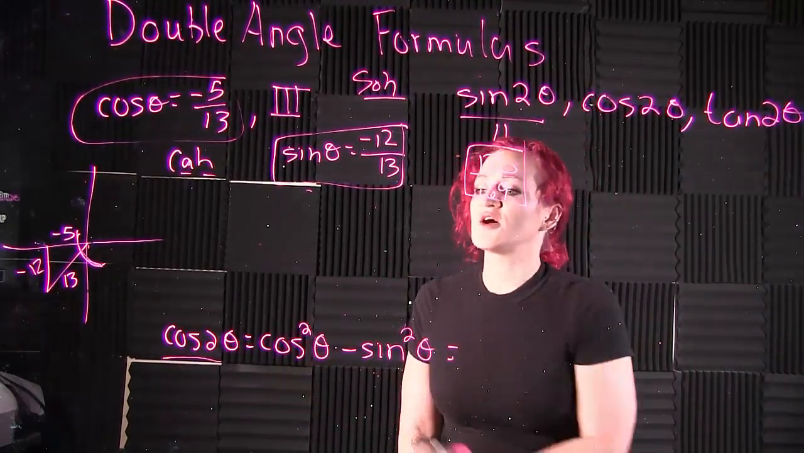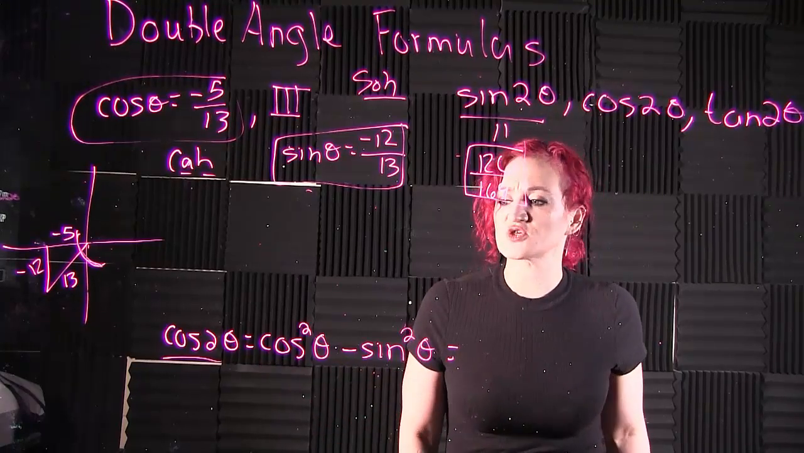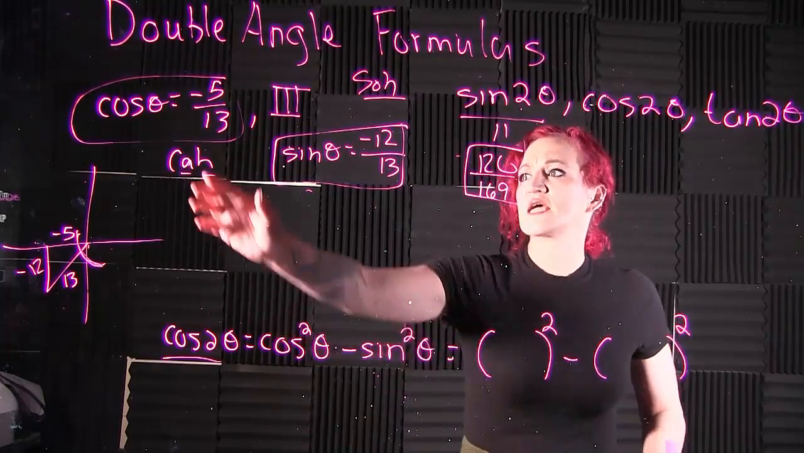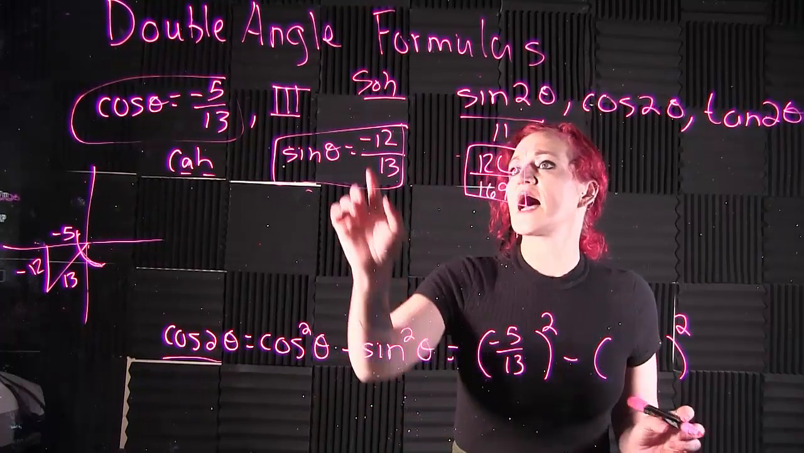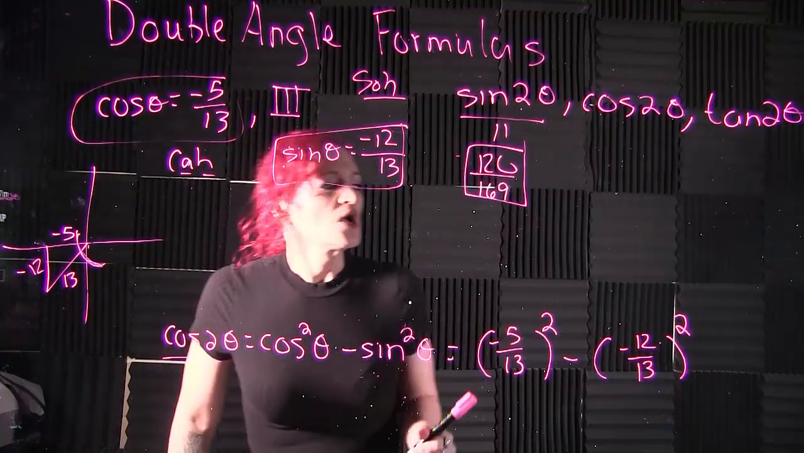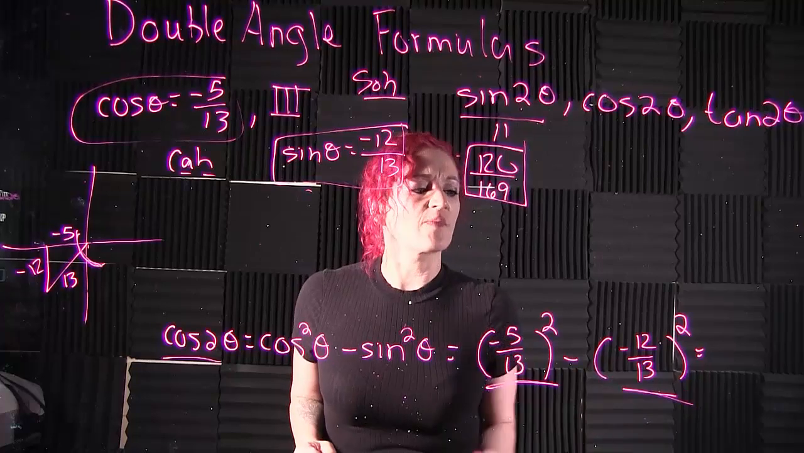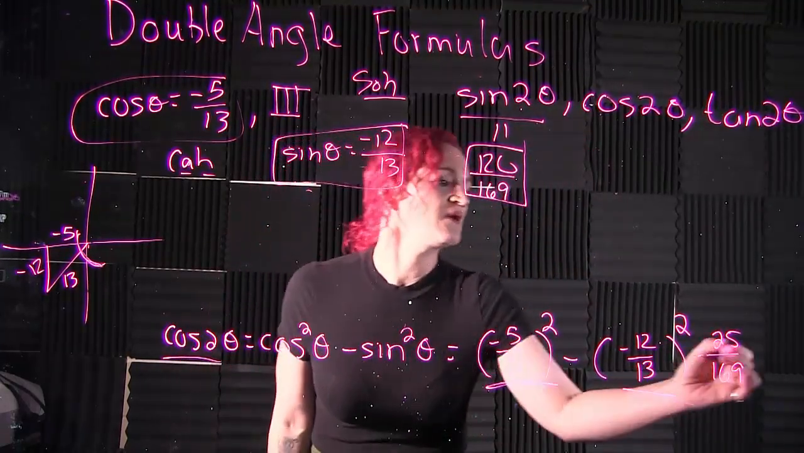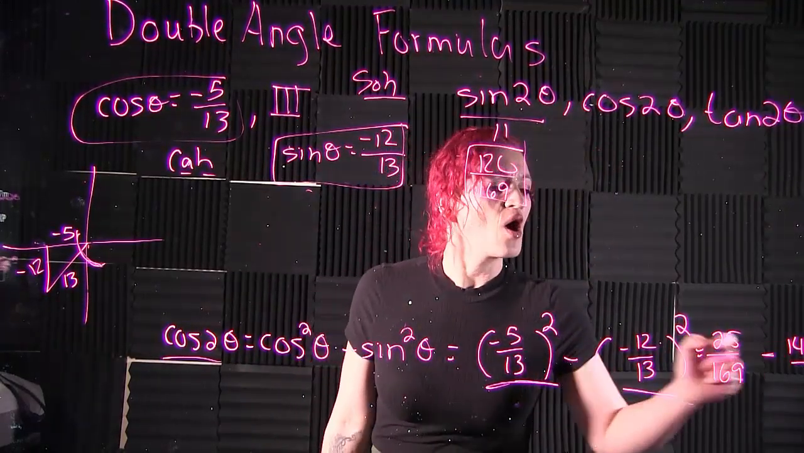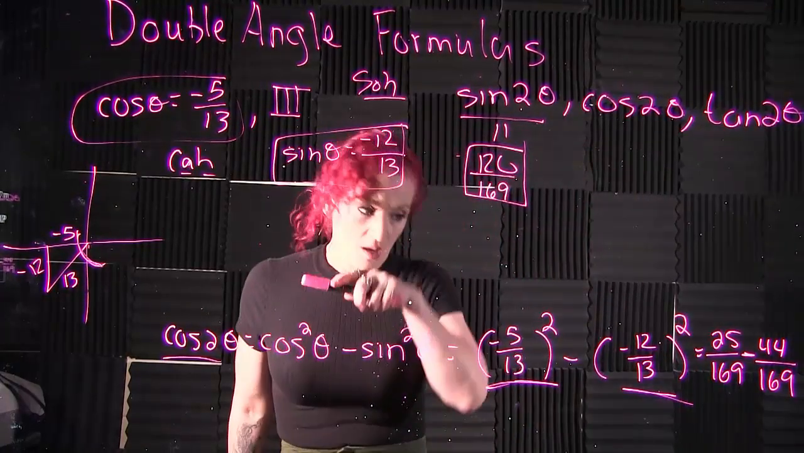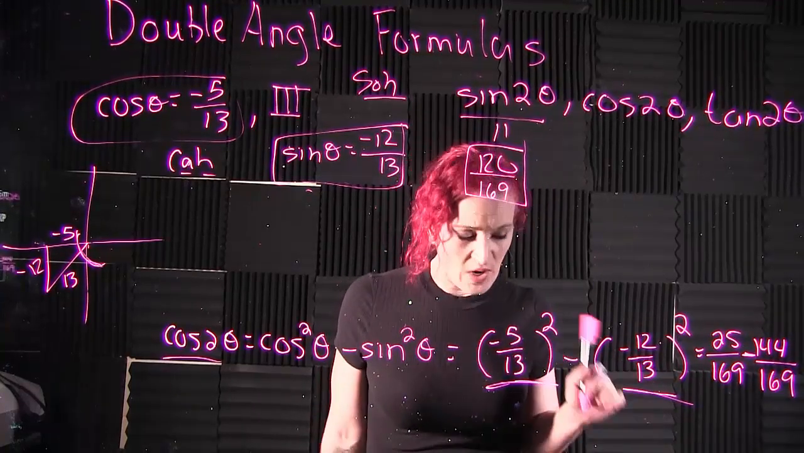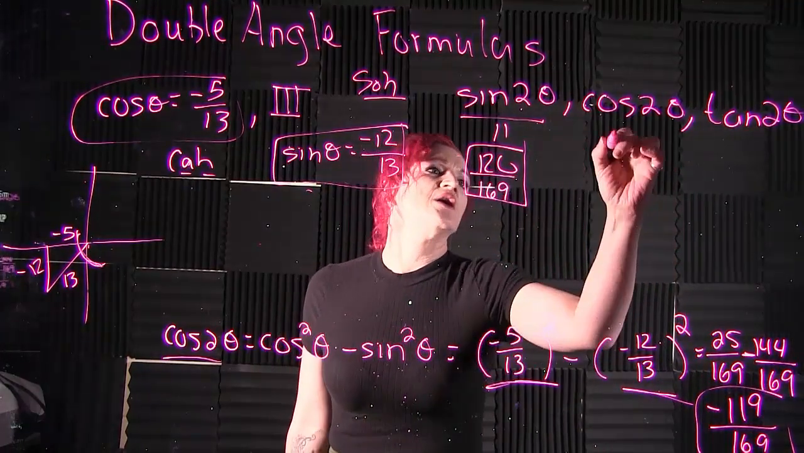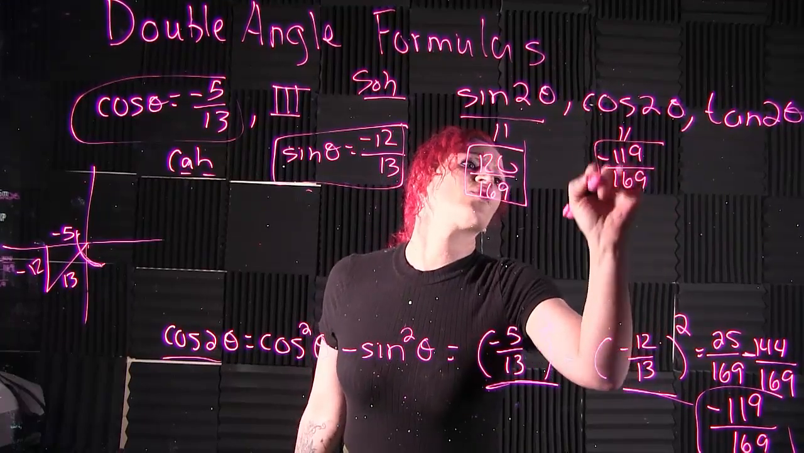In order to find cosine of 2 theta, we are going to calculate cosine squared theta minus sine squared theta. We're going to take our cosine and square that, take our sine and square that, and then subtract those two together. Cosine, the problem gave us: negative 5/13. Sine, we calculated: negative 12/13. Order of operations tells us to square before doing anything else. Negative 5 times negative 5 is 25 over 13 times 13 is 169, minus negative 12 times negative 12 is 144 over 13 times 13, which is 169. When we do that subtraction, 25 minus 144, we are left with negative 119 over our denominator of 169. So that means cosine 2 theta is negative 119 over 169.